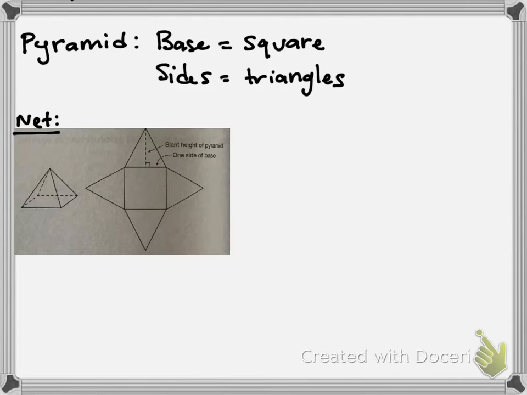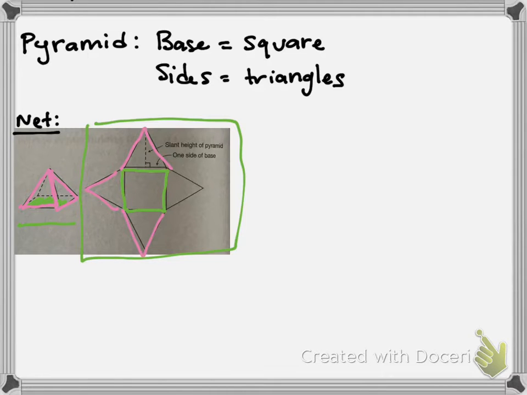All right, so if we look at a pyramid, here is a pyramid, right? And then this is its net. So look at the base. The base is what shape? It is a square. And then the sides are triangles, right? And so how many sides are there? It's hard to see in the three-dimensional one, but there are 4 triangles that would make up this pyramid.